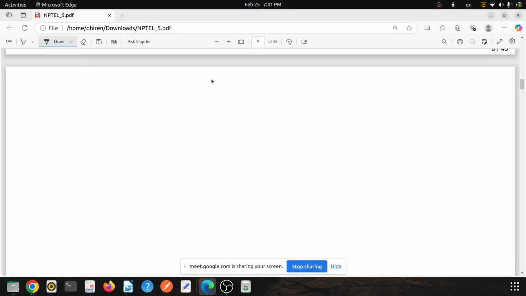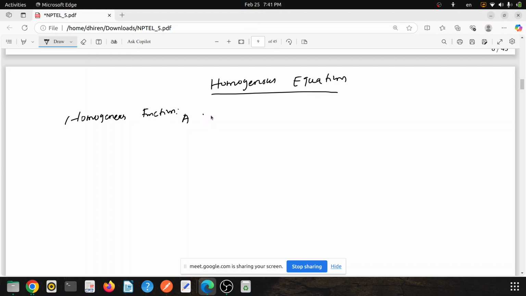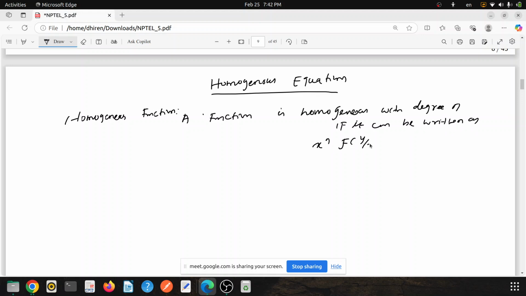Next we will see what is a homogeneous equation. Before that we will see homogeneous functions. A function is homogeneous with degree n if it can be written as x to the power n times f(y/x).